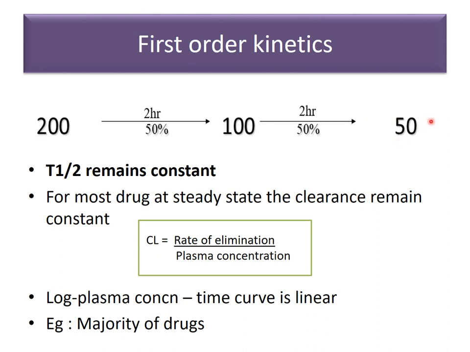Okay, in the next 2 hours, 50% of 50 will be eliminated, so it will become 25. So the 50% is constant. Okay, so a constant fraction of drug is eliminated. So when we take 300 milligram, in the first 2 hours it will eliminate 50%, so 150 will remain. In the next 2 hours again 50% of 150 will be eliminated. So that's constant, it goes on.